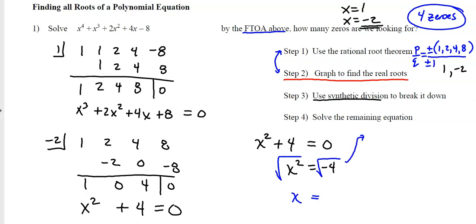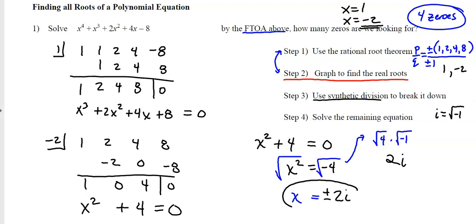So what we've done in the past is we've rewritten that and said, hey, that's really just the square root of 4 times the square root of negative 1, which we have defined earlier in the course that i equals the square root of negative 1. All right, so that's kind of what we did to deal with negative square roots. So that's really just 2i. And whenever you take the square root, you get 2 of them. So there are my other 2 zeros. We have x equals 2i and x equals negative 2i.